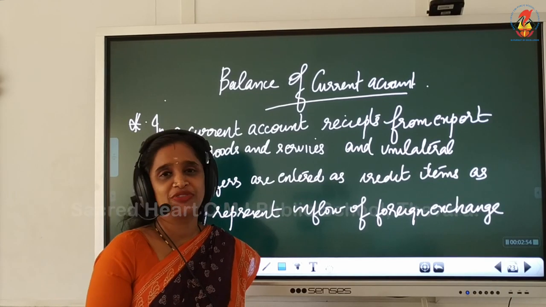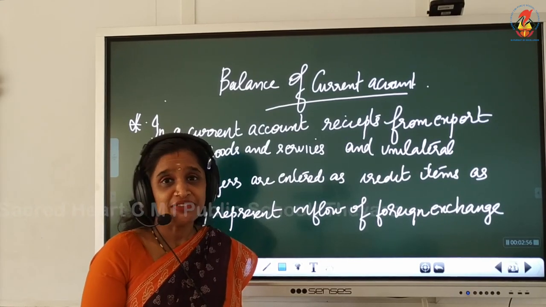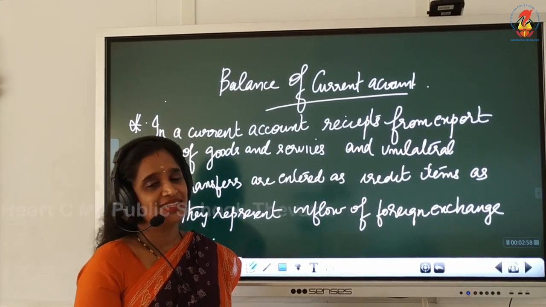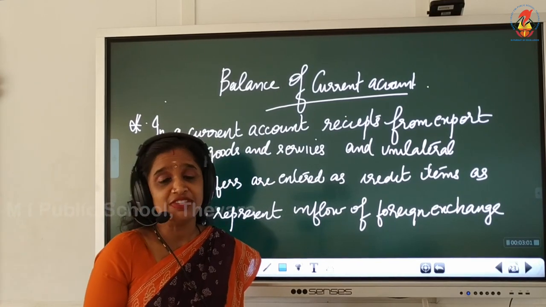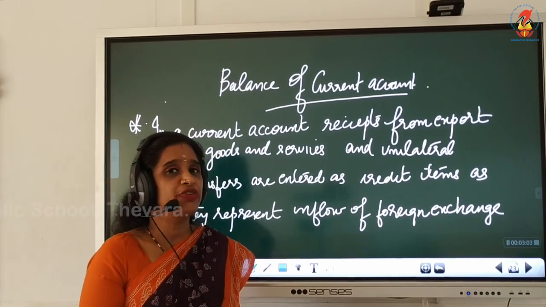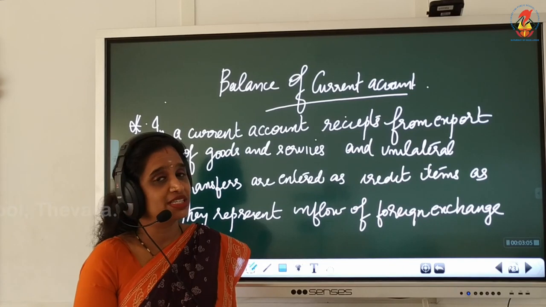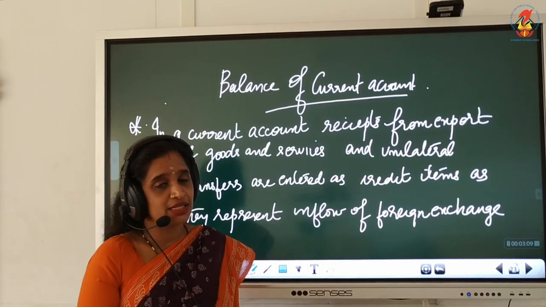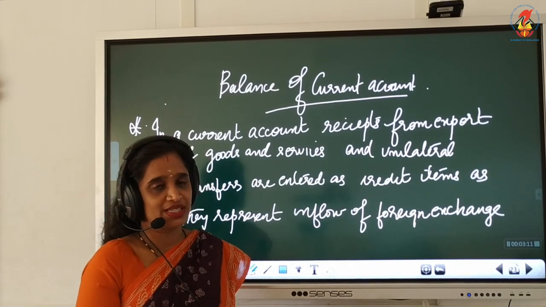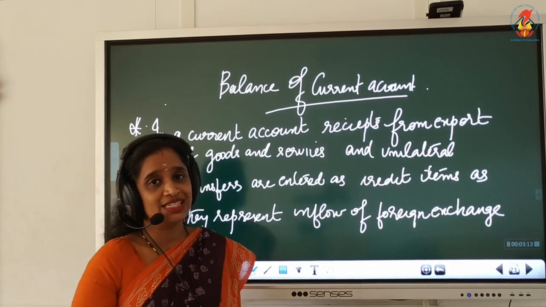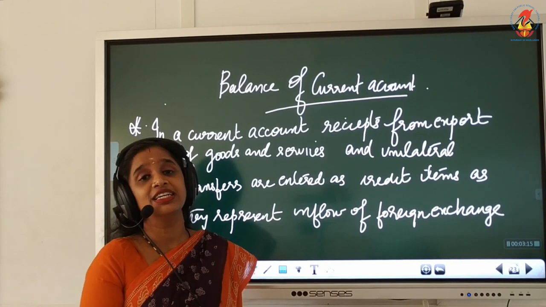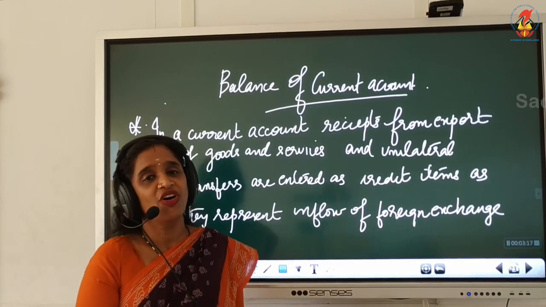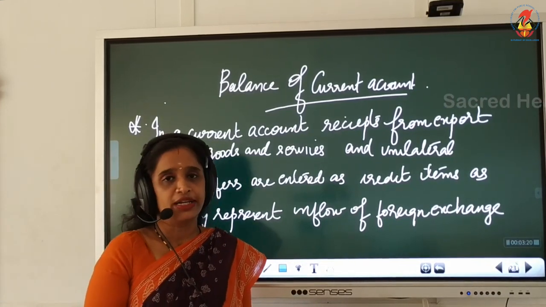Export and import of invisible items, services, how we balance it. There we have the balance of invisible items. Receipt from the unilateral transfers, equalizing the payment for unilateral transfers. There we are balancing the unilateral transfers. Thus, theoretically, we have learned the balancing of all the items of the current account.